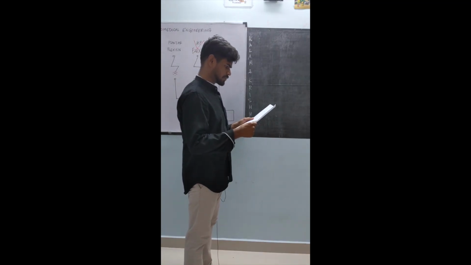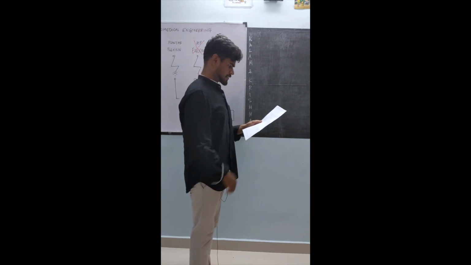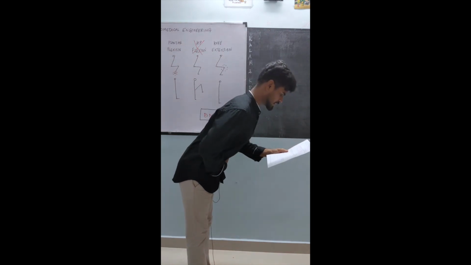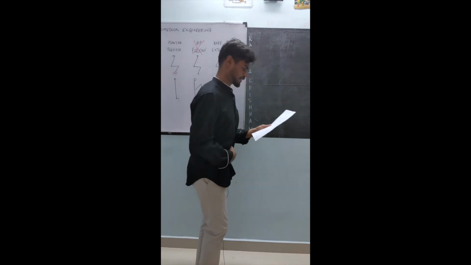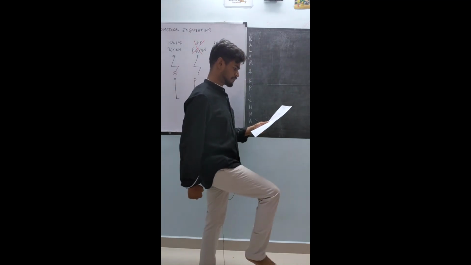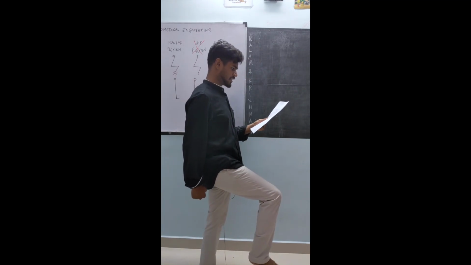A person in standing position flexes hip by 50 degrees from the initial trochanter knee line. This is the trochanter knee line. Flexes hip by 50 degrees, right? And then flexes knee by 20 degrees. This is incorrect. Flexes hip by 50 degrees and then flexes knee by 20 degrees.